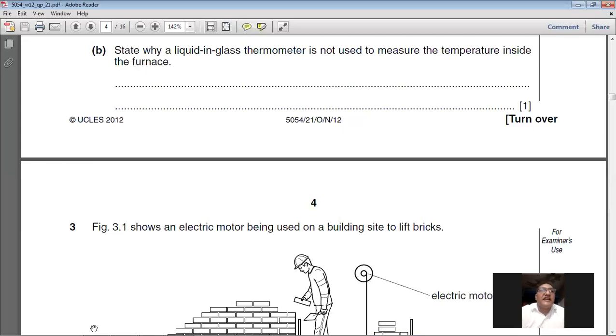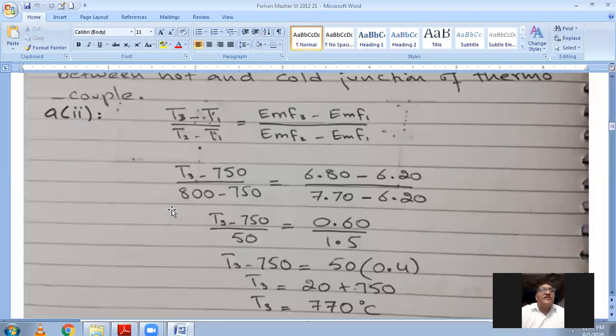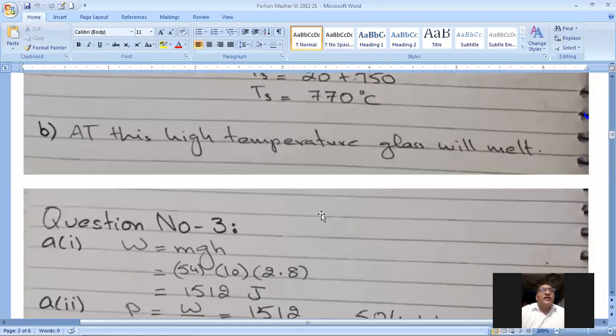I have written this answer. Let me show you my answer also. Okay, here you go, B part. At this high temperature, glass will melt. The glass of the thermometer will melt. So we cannot use the liquid in glass thermometer inside the furnace because the temperature inside the furnace, you can see, is 770 degrees centigrade. It's a very high temperature. At this high temperature, the glass of the thermometer will melt. So you cannot use it.